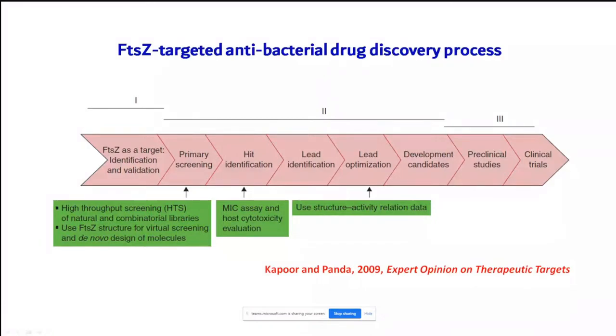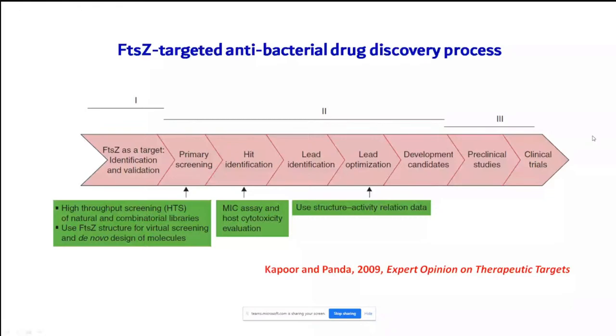So there are some compounds that came through this level, but beyond that, nothing has been successful. All the compounds found so far are apparently toxic, because FtsZ has a homolog in us, that is tubulin. In small animals they may not be toxic, but in man it becomes tubulin targeting. So it's very difficult to get the toxicity out of this.